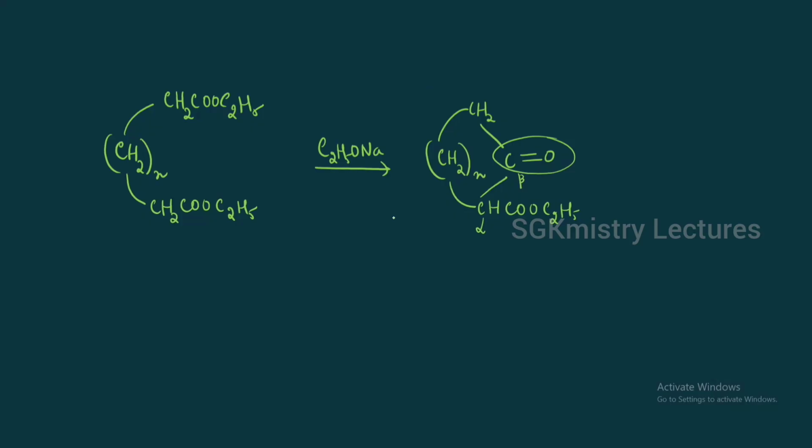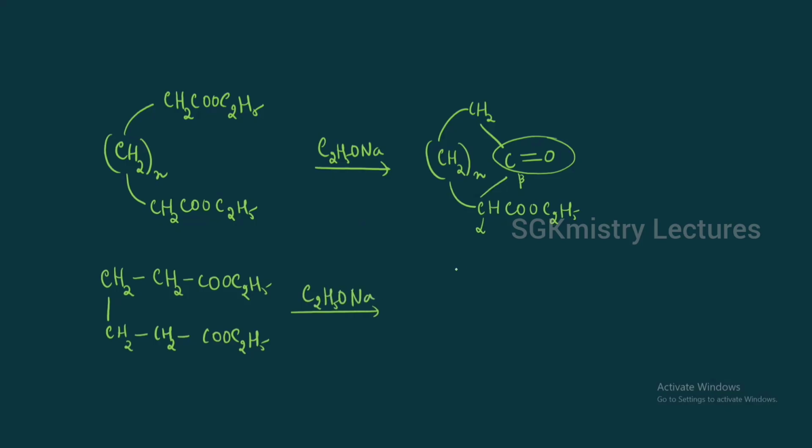So let us take a specific example. So suppose you take CH2CH2COOC2H5, again CH2CH2COOC2H5, in the presence of C2H5ONa, that is sodium ethoxide.